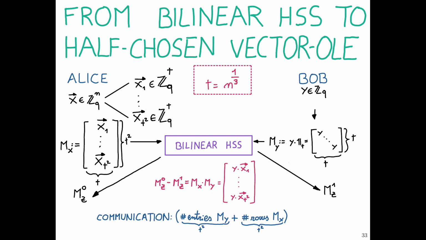Finally, the communication complexity is proportional to the number of entries of My, as they must all be encrypted, plus the number of rows of Mx, since every row must be digested. These are both t squared, so the communication complexity must be t squared, or equivalently, n to the 2/3.